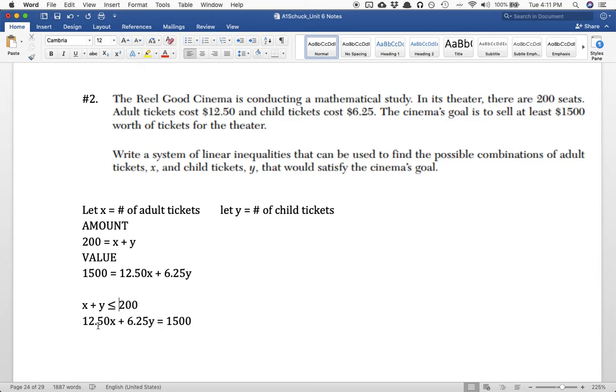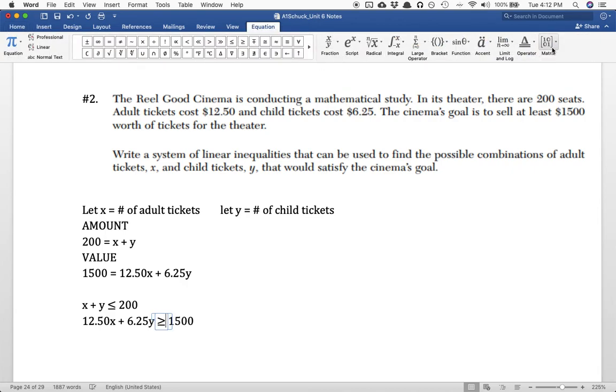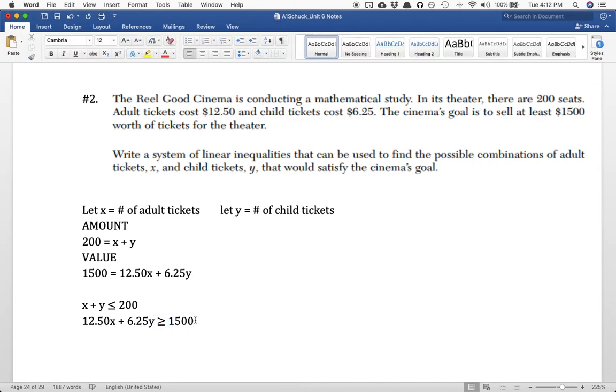And let's jump on to this next one. Now, the cinema's goal is to sell, we missed that the first time, at least $1,500 worth of tickets. So here's the amount of money for an adult ticket, the amount of money for a child ticket. This is the amount of money that we make from selling. I want this amount of money selling to adults and children to be at least $1,500. So this has got to be greater than or equal to that $1,500.